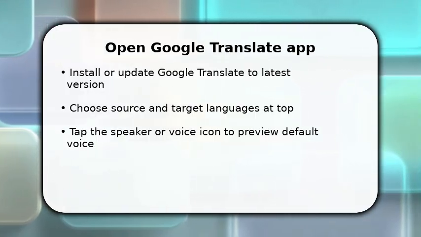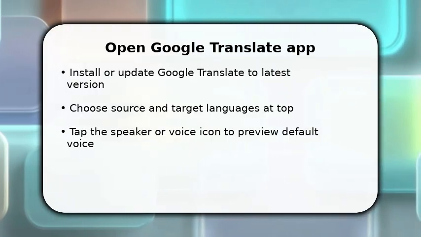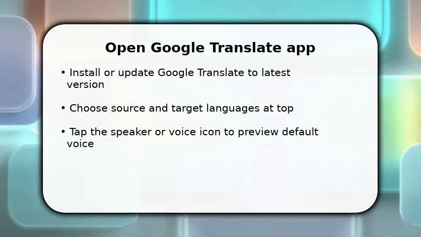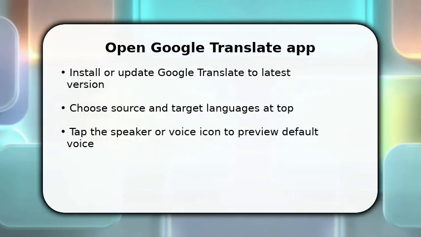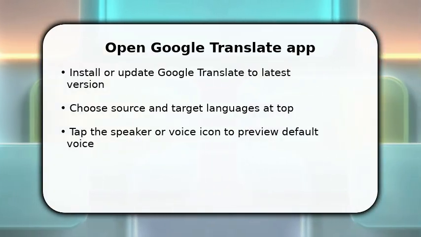If you're using the web, open Translate.Google.com and sign in for saved preferences. Make sure your device sound is unmuted and output is set to speakers or Bluetooth before moving to voice selection.